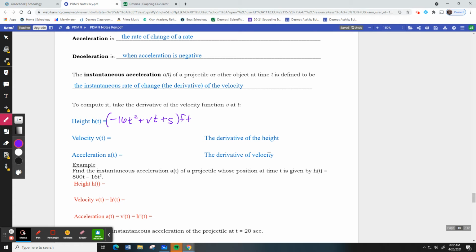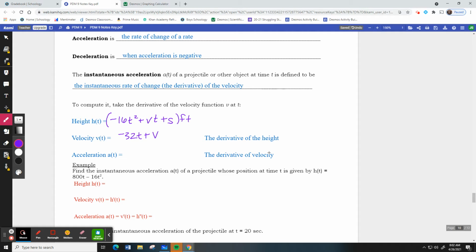All right, for the velocity, if we took the derivative of this, we could use the shortcut we talked about last time. So we could do 2 times negative 16, so negative 32, and then reduce the degree of this by 1, plus, if I take the derivative of this, it's 1 times v, which is v, and then reduce the degree by 1, that's gone.